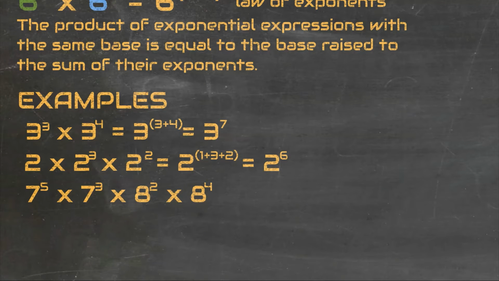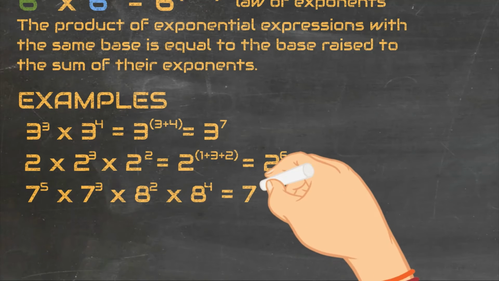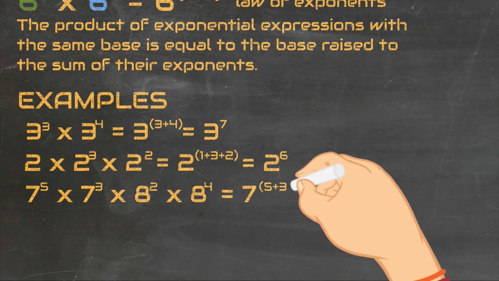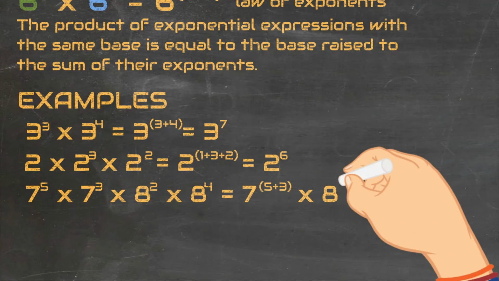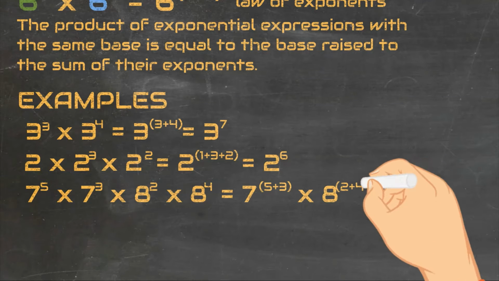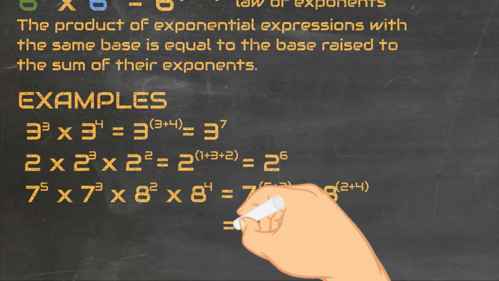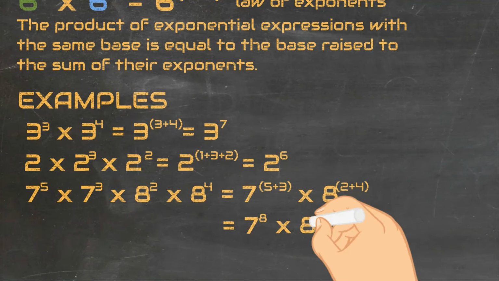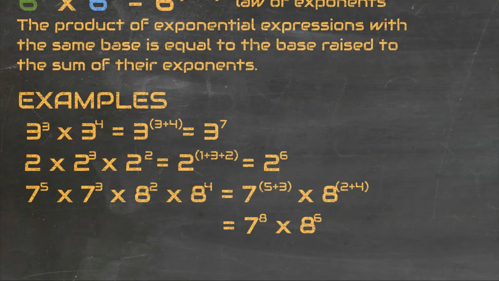7 to the 5th power times 7 cubed times 8 squared times 8 to the 4th power is therefore equal to 7 raised to the power of 5 plus 3 times 8 raised to the power of 2 plus 4. And this is equal to 7 to the 8th power times 8 to the 6th power. Since the bases 7 and 8 are not the same, we can leave the expression as is. The next step actually is to get the actual value of each exponential expression and multiply them. For the purpose of simplicity in this discussion, we will leave it as is.